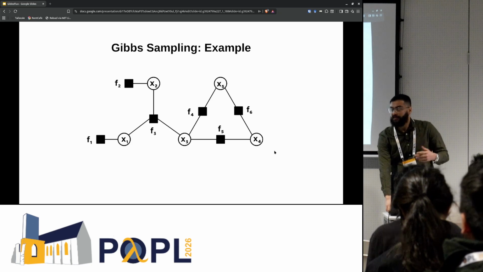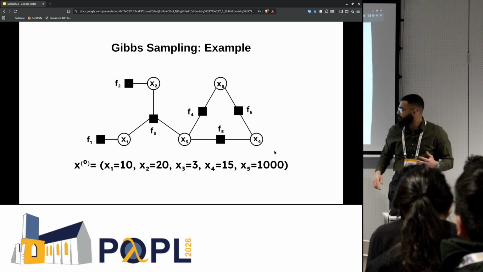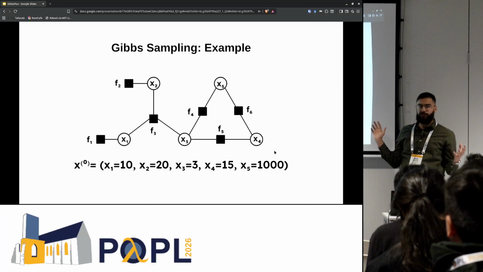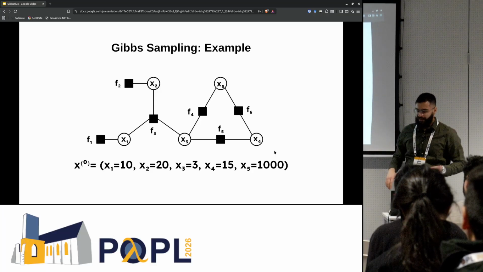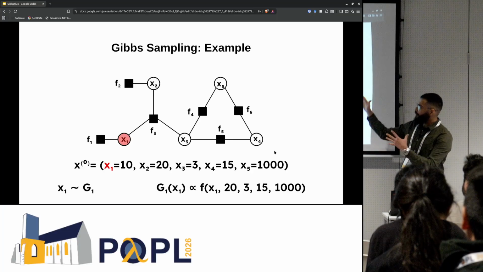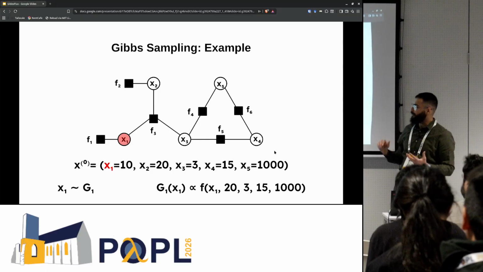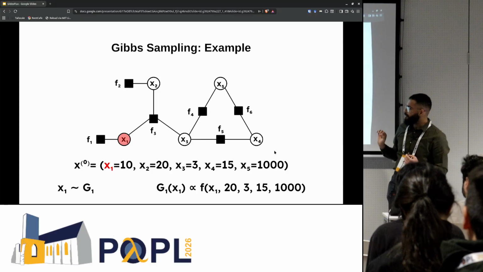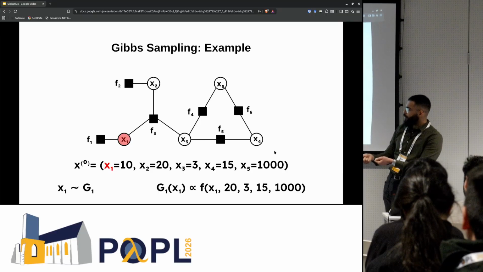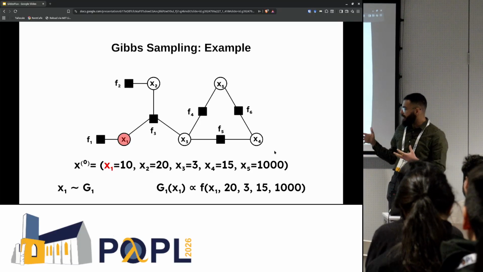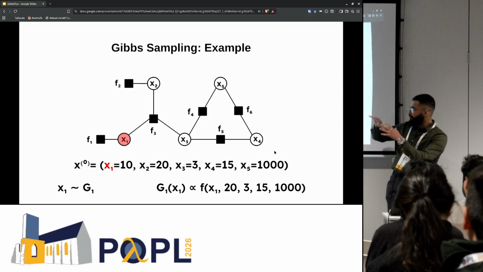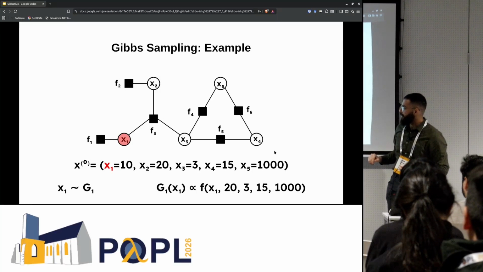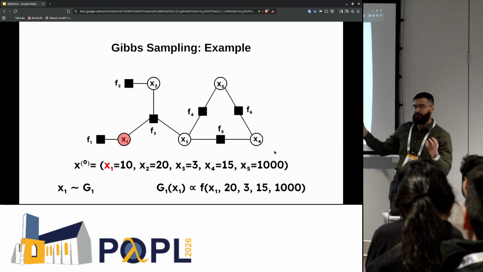OK, so how do we actually do Gibbs sampling in this notation? Well, we first start by assigning arbitrary values to the variables. Some arbitrary values have been assigned. And then we go over the variables in some order. So here I've started with x1 as my first variable. What we do here is we fix all the other variables to the values that they currently have and resample x1 from a distribution whose density corresponds to the full density of the graph, but partially evaluated with everything else fixed. And we call this the Gibbs sampling distribution of x1.